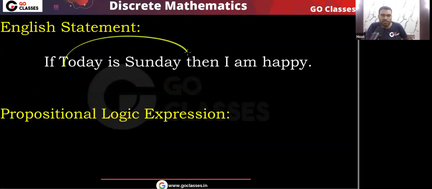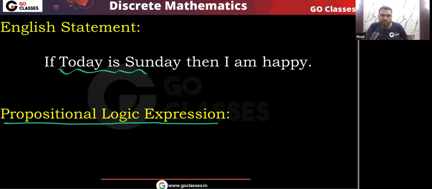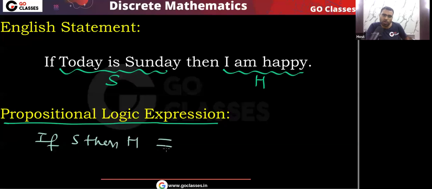Now let's see. For example, consider this English statement: if today is Sunday, then I am happy. In propositional logic, how to write this? Today is Sunday, let's represent this by the proposition variable s. And I am happy, this proposition I am representing by the proposition variable h. Now I have if s, then h. How to write this? This is very simple: s implies h.